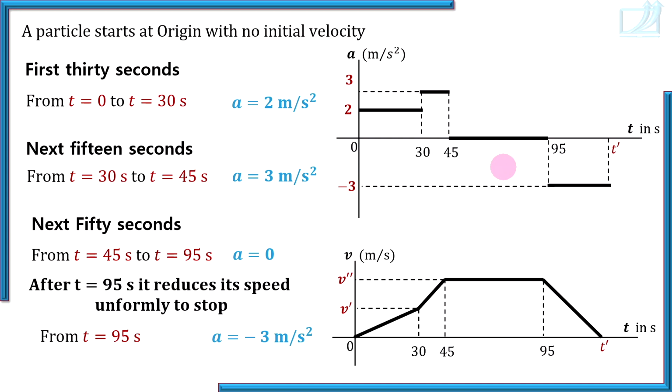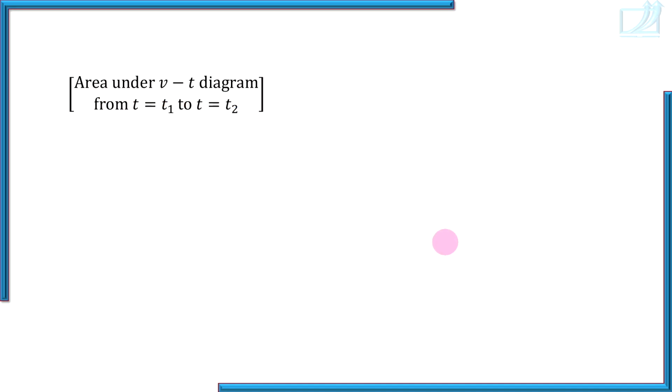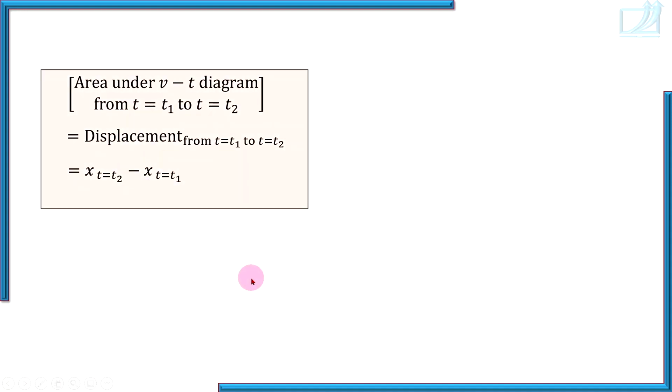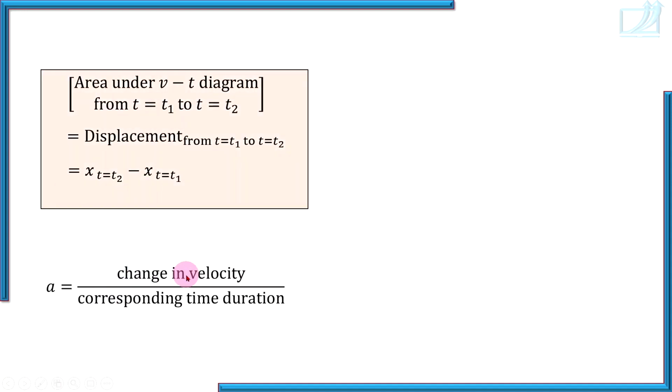What we are going to study in this lecture, listen. If a particle is moving in such a way that its acceleration is different in different time intervals, but in each interval it is a constant, then to analyze the motion, draw the VT diagram. And what after drawing the VT diagram? Area under the VT diagram gives displacement, and of course displacement is change in position, and change in velocity divided by time duration is acceleration.